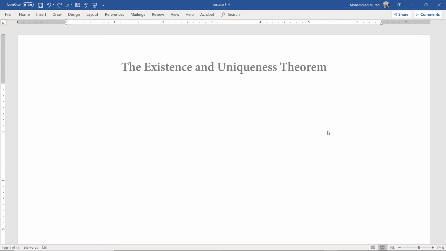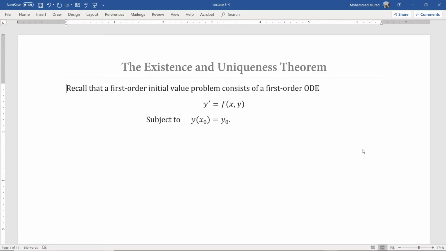Hello, welcome. In this lesson, we are going to talk about the existence and uniqueness theorem for a first-order initial value problem. Recall that a first-order initial value problem consists of a first-order ordinary differential equation of the form y prime equals some function f of x and y. Here x is the independent variable and y is the dependent variable, subject to the condition that y at x sub 0 equals y sub 0.